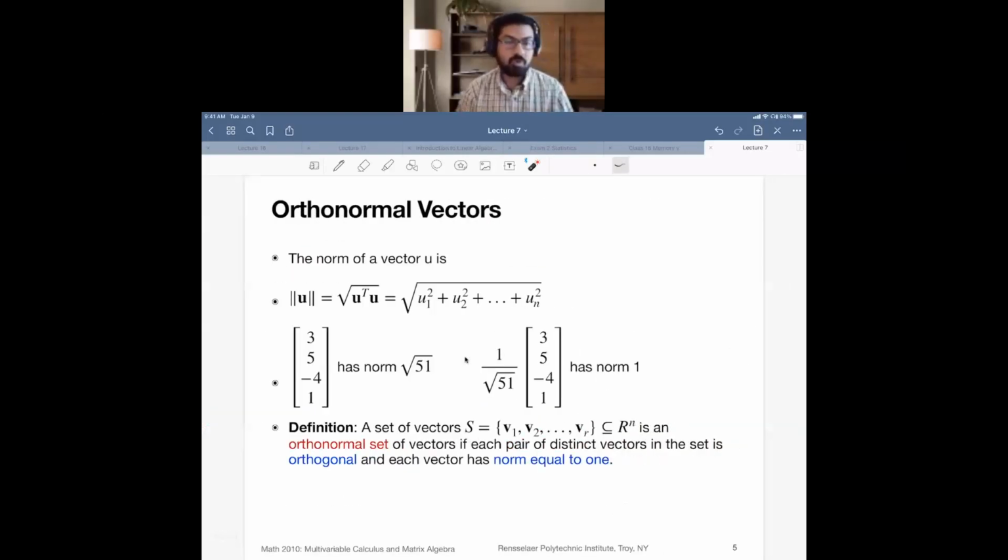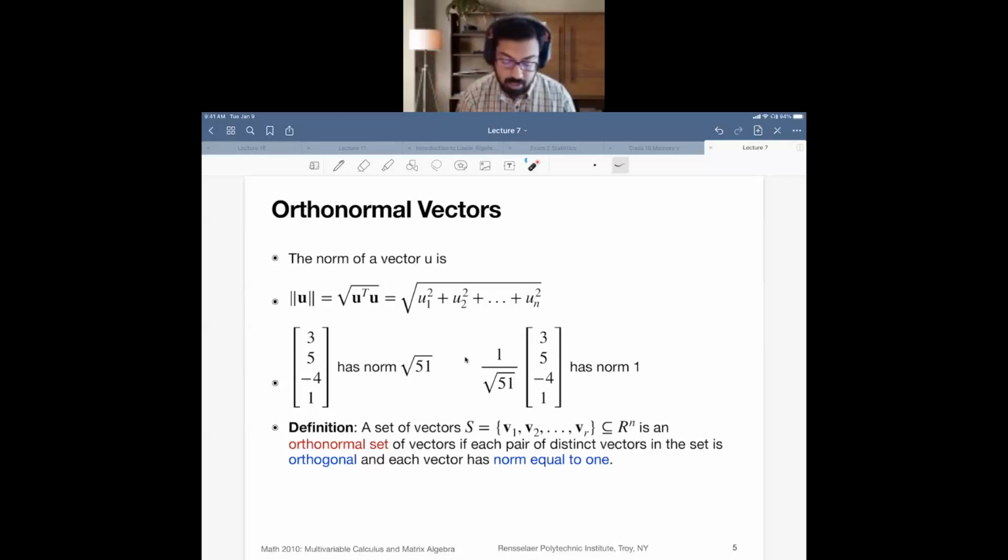Orthonormal vectors. For orthogonal vectors, you just need the dot product to go to zero. But orthonormal vectors should be orthogonal to each other, and their norm should also be one. Essentially, if you look at a vector in n-dimensional space, the distance from the origin to that point should be one, right?